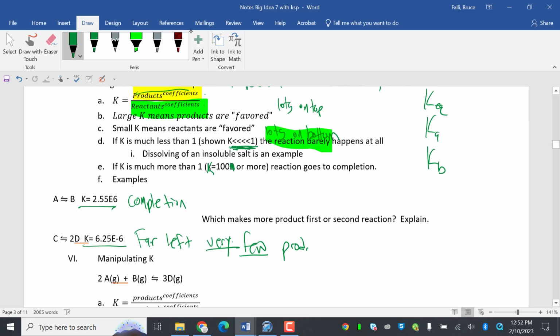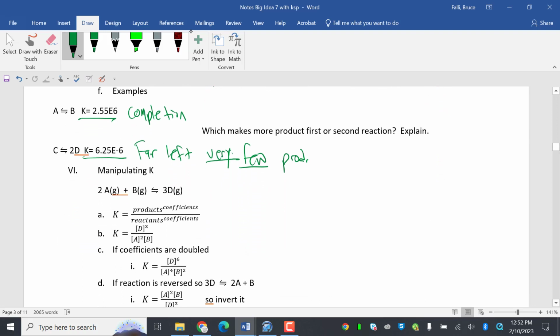Okay, so now we're going to talk about manipulating K. So we can change K. Remember how K is products over reactants raised to their coefficients, right? And here it is balanced. Right now, the way it's written, I have products D cubed, and A squared B. But what if I doubled the coefficient? I would have D to the 6th, B squared, A to the 4th, right? And if that happens, what did I do to K? It is squared.